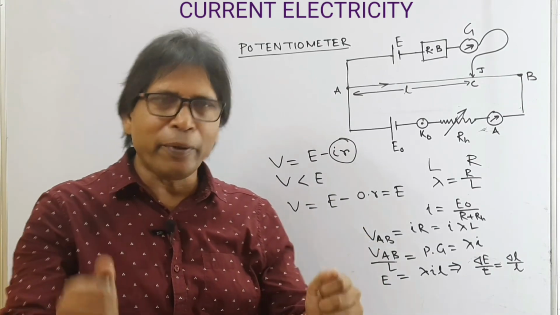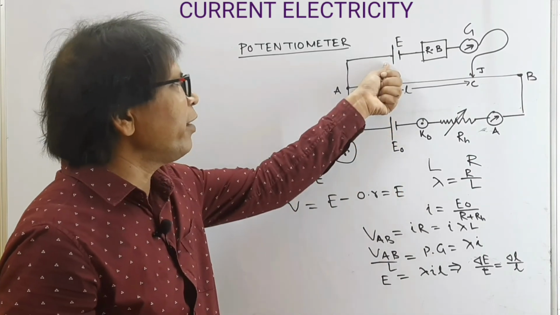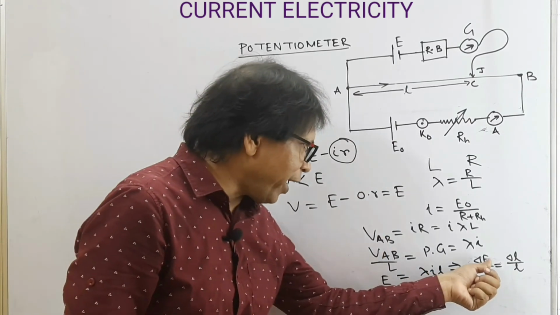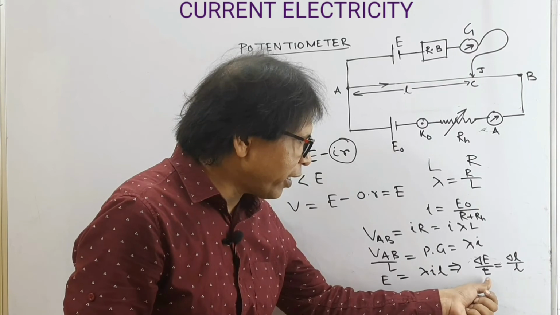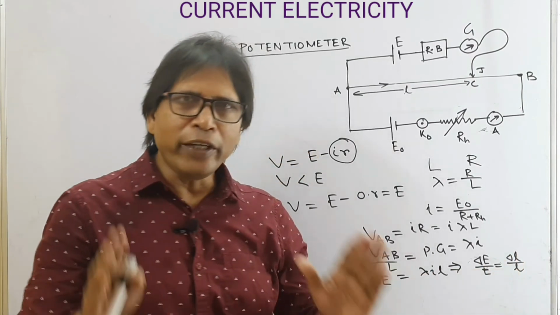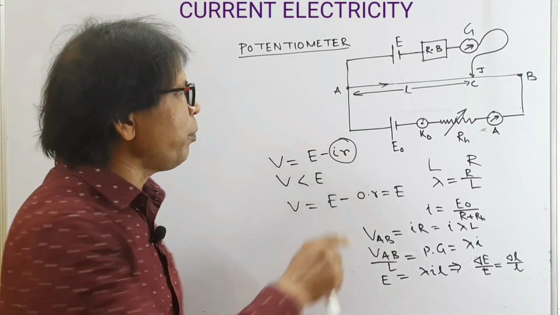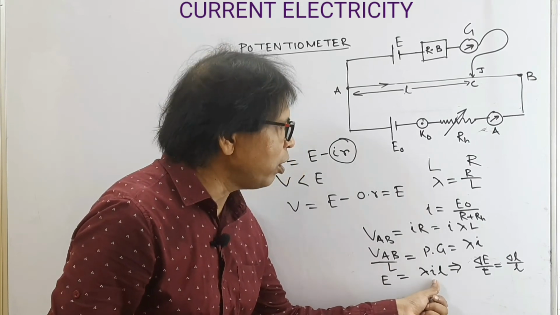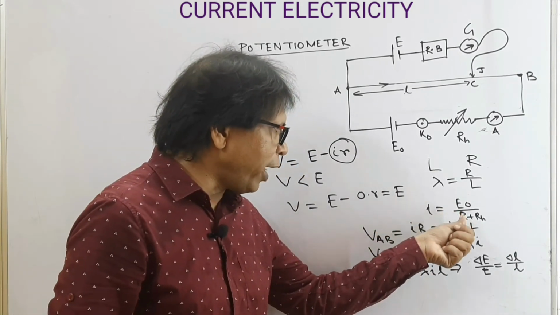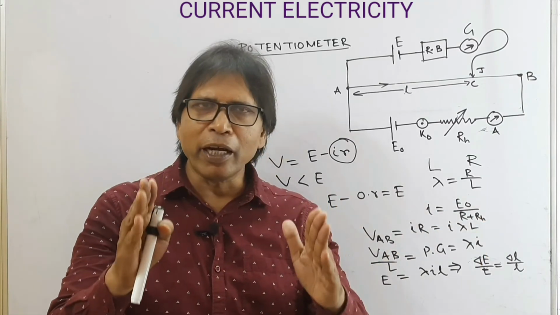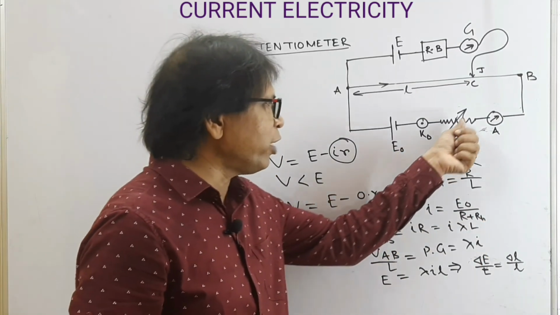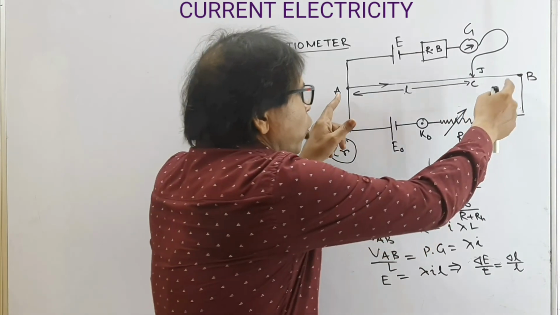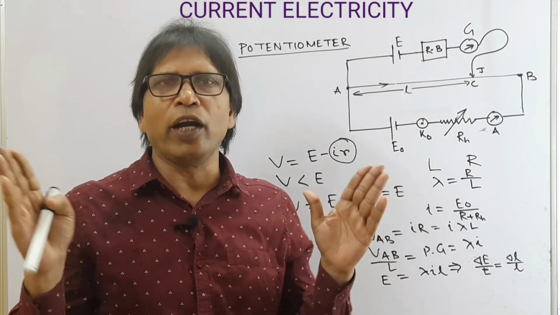The EMF of the driver cell E naught is greater than the EMF of the cell to be measured. The relative error delta E by E equals delta L by L. So the relative error becomes minimum if L is large. Now L becomes large if I becomes small. Now I equals E naught by R plus RH. So I becomes small if the resistance of the variable resistor is high or the resistance of the potentiometer is also large.